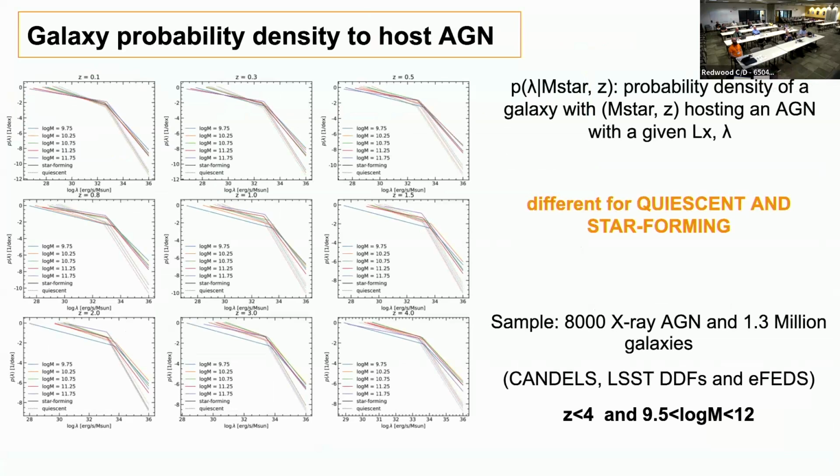Every galaxy has a probability of hosting an AGN with a given accretion rate. And this is as a function of the host galaxy stellar mass, redshift, and galaxy type. So we take into account also the morphology. So basically each galaxy in our simulation has an accretion rate, and only some of the galaxies have an accretion rate that is above a threshold, which we then call an AGN.